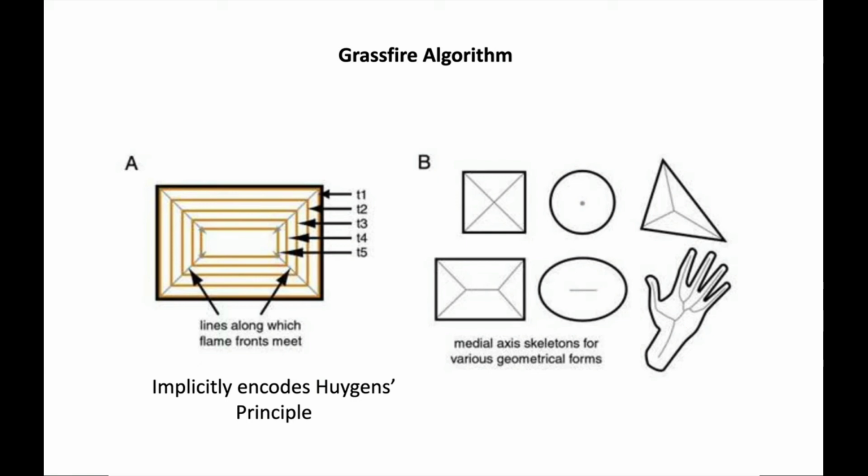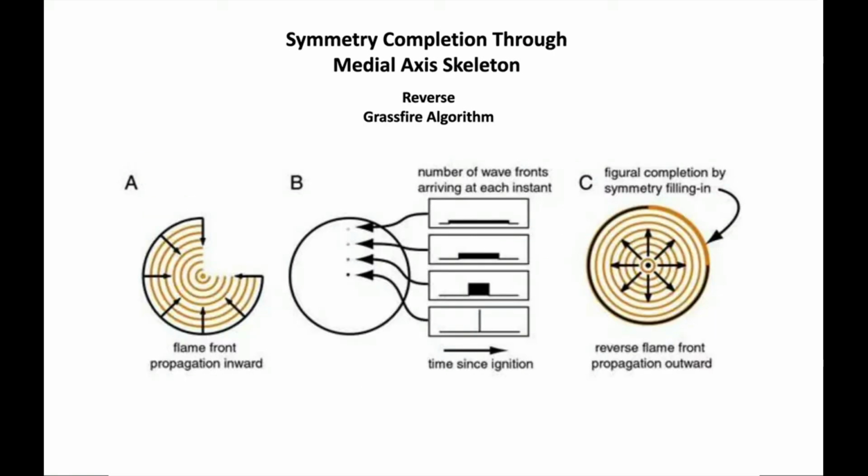Now, actually, this algorithm implicitly encodes Huygens' principle that the waves propagate at right angles to the line. This is significant. So I propose a symmetry completion computational process through the medial axis skeleton. This is the reverse Grassfire algorithm.